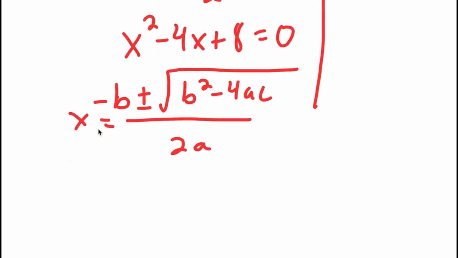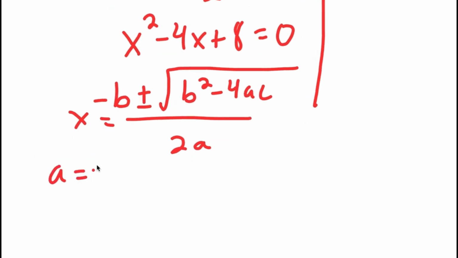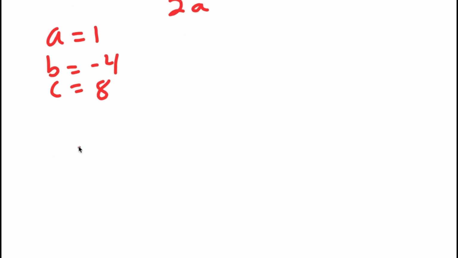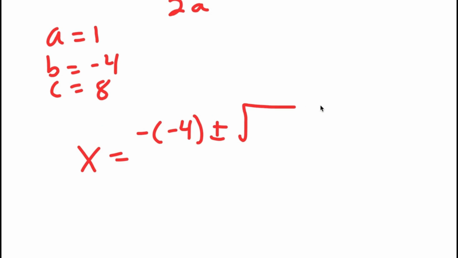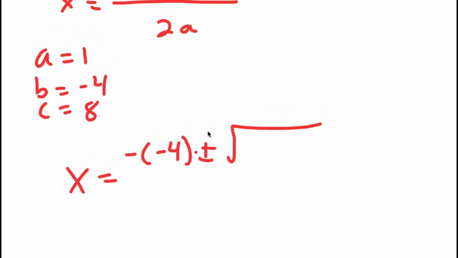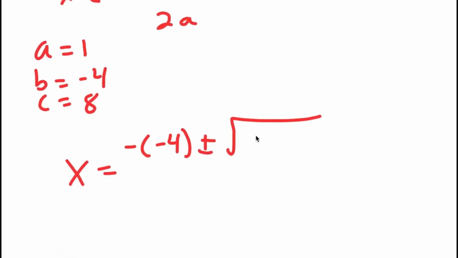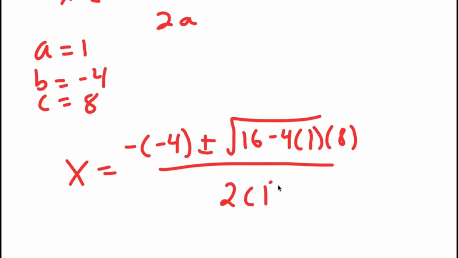So in this case, a is 1, b is -4, and c is 8. So I get x is equal to negative of -4 plus or minus the square root of b squared, which is (-4)^2, which is 16, minus 4 times a, which is 1, times c, which is 8. And I have this all over 2a, so 2 times 1.